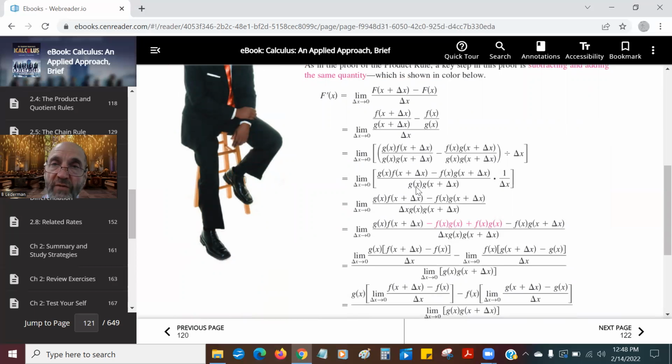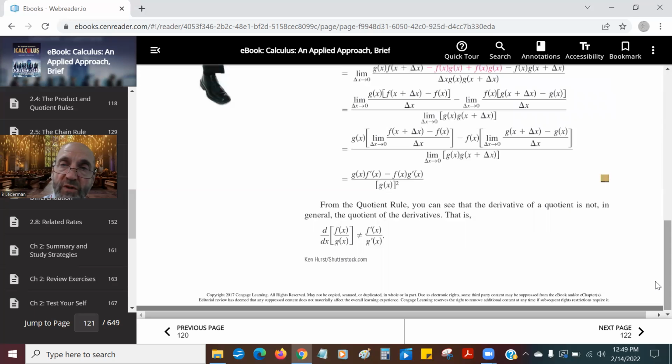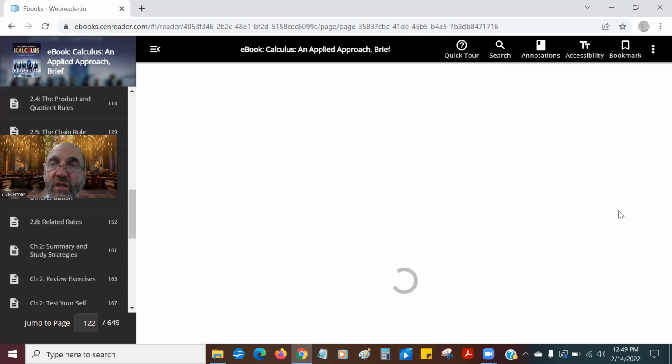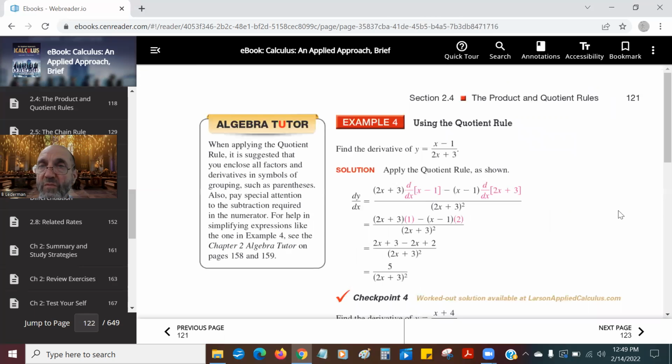I'm going to set this up, combine fractions, subtract and add the same thing, split up the two fractions. I'm not going to go through the super lengthy derivation, but it all boils down to this guy right there, which is g times the derivative of f minus the first function times the derivative of the second. Notice it's minus, not plus, and then over g squared, whatever g is. G is the denominator of the function. Let's actually do some examples and make more sense.